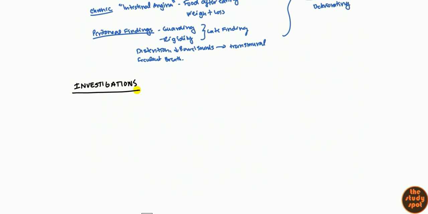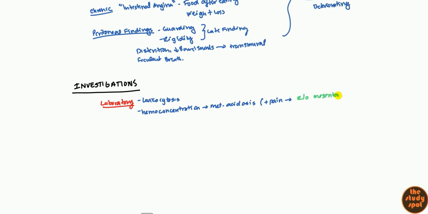We'll talk about general investigations that you might want to do. We'll begin with laboratory. You might find leukocytosis, not always, but that is there oftentimes. Hemoconcentration, as they start to lose blood flow, can start to lead to that. And you can get metabolic acidosis. And just a quick thing, metabolic acidosis plus pain, whenever you have these two together, then you have to assume it's mesenteric ischemia until otherwise proven. So you must rule out mesenteric ischemia with those two symptoms together. So you can see how common this is with this condition.